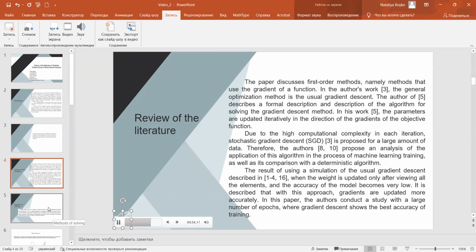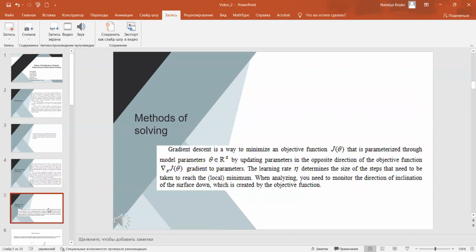The result of using a simulation of the usual gradient descent described in 1.4.16, when the weight is updated only after viewing all the elements, is that the accuracy of the model becomes very low. It's described that with this approach, gradients are updated more accurately. In this paper, authors conduct a study with a large number of epochs, where gradient descent shows the best accuracy of training.